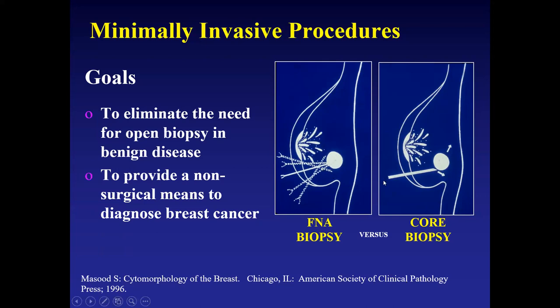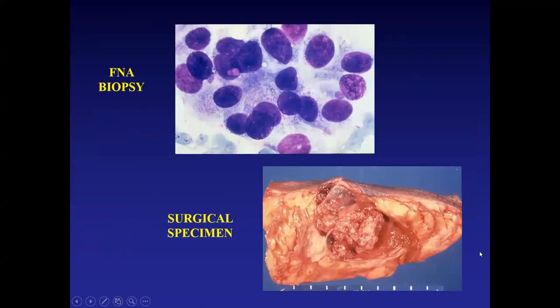Whereas in core needle biopsy, there is a larger core, and one attempt may ultimately displace mobile targets such as fibroadenoma, and you may not be able to really sample the lesion. So fine needle is really a fantastic way of sampling lesions.